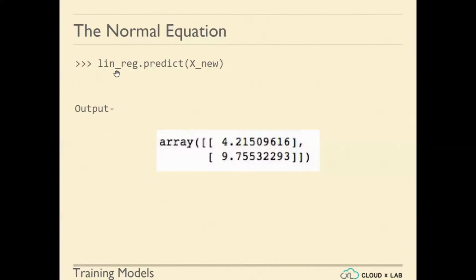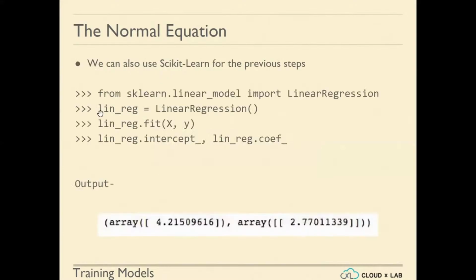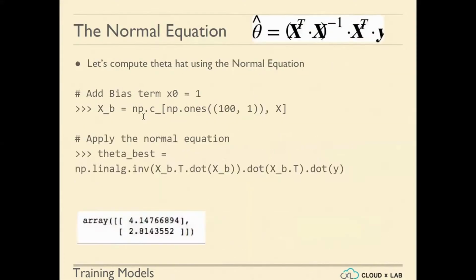For example, what exactly is the dot predict function doing? It is performing the dot product between theta and the input, so theta transpose x is what the predict method is doing. And what exactly is the fit function doing? The fit function is doing nothing but this calculation that we have written here.